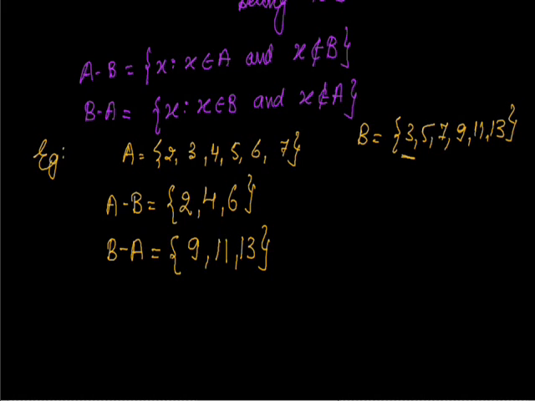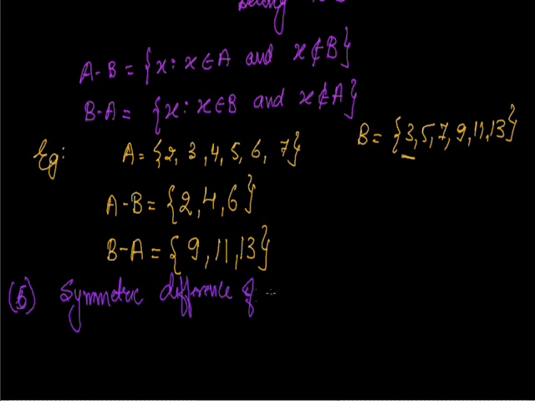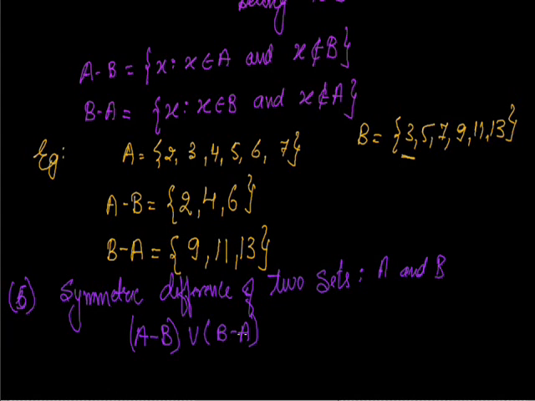Let's move to the next, fifth part. Fifth part is symmetric difference. Symmetric difference of two sets. What is the meaning of symmetric difference of two sets? It means if there are two sets A and B, then the symmetric difference of A and B is written as A minus B union B minus A, and it is denoted by A, the symbol Δ for symmetric difference, and then B.